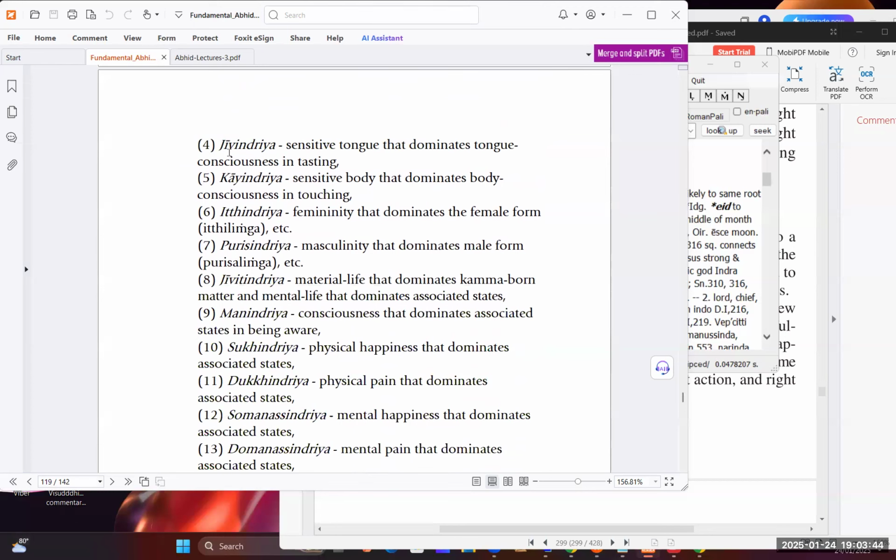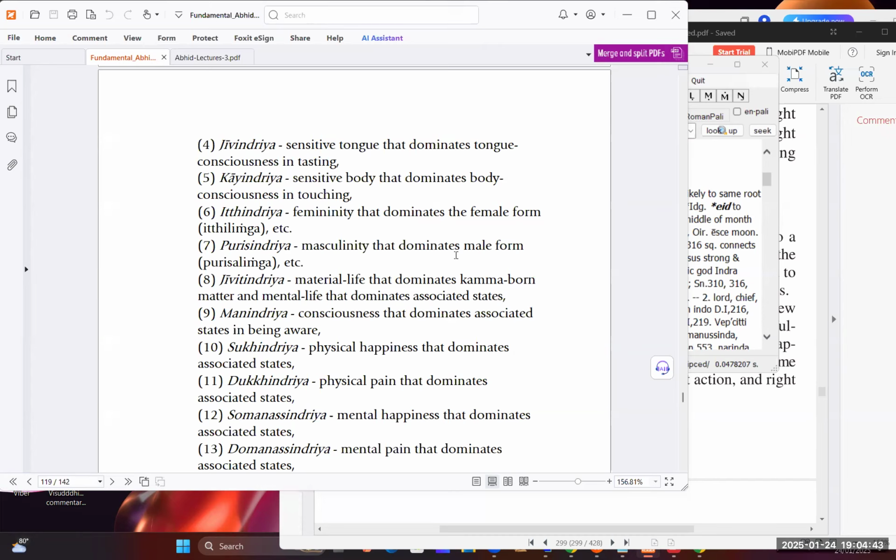Number 4. Okay. Jivhindriya, the sensitive tongue that dominates the tongue consciousness in tasting. 5. Kayindriya, the sensitive body that dominates body consciousness in touching. 6. Itthindriya, femininity that dominates the female form, itthi linga, etc. 7. Purisindriya, masculinity that dominates the male form, purisa linga. 8. Jivitindriya, material life that dominates karma-born material states, and mental life that dominates associated states.